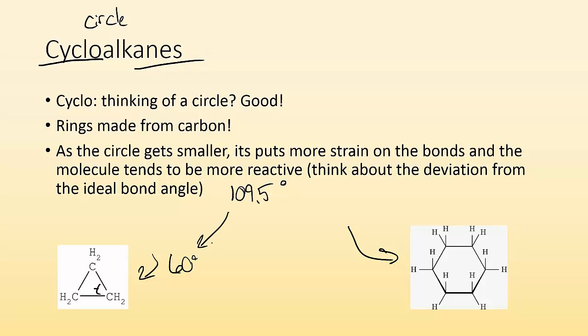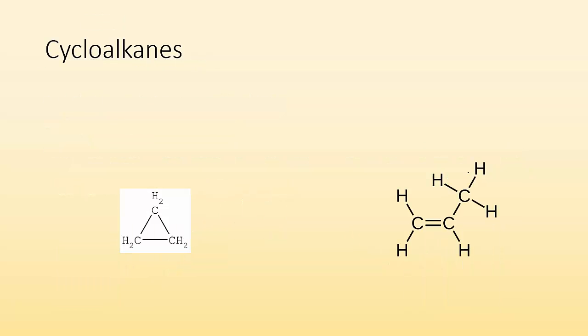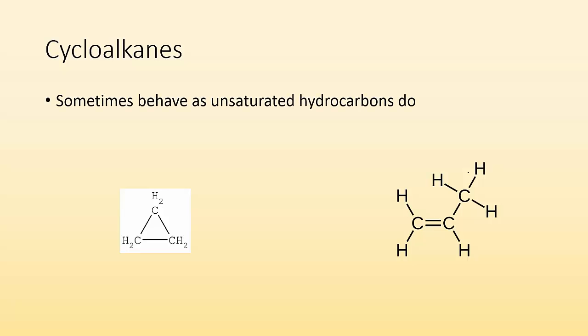So there's huge deviation for the little guy, the cyclopropane, the triangle, from the ideal bond angle, which makes this a very reactive molecule, whereas for this one, the bond angles are closer to 109.5, so it's going to be less strained. Let me count, 1, 2, 3, 4, 5, 6, cyclohexane, relatively stable. Okay? So sometimes they behave as unsaturated hydrocarbons do. It's the same general formula as alkenes. That's why you get some of those similarities.